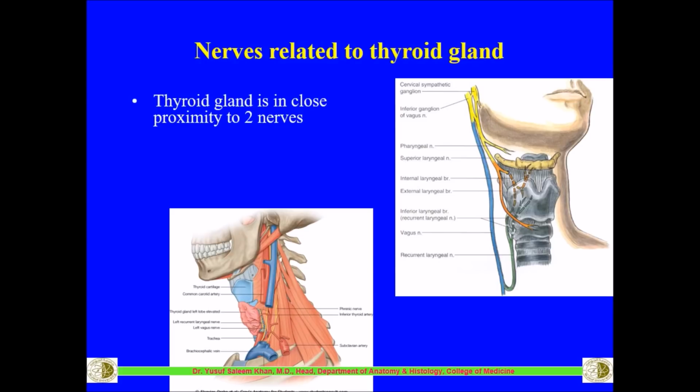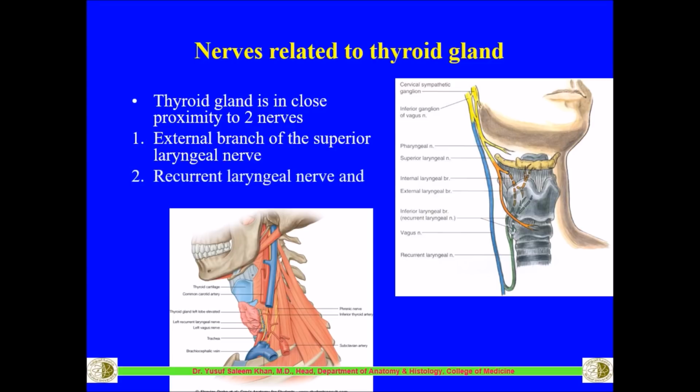The first one is the external branch of the superior laryngeal nerve. The superior laryngeal nerve is a branch from the vagus nerve. It divides into the external laryngeal as well as the internal laryngeal. The external laryngeal will be supplying one of the muscles of the larynx, that is the cricothyroid.